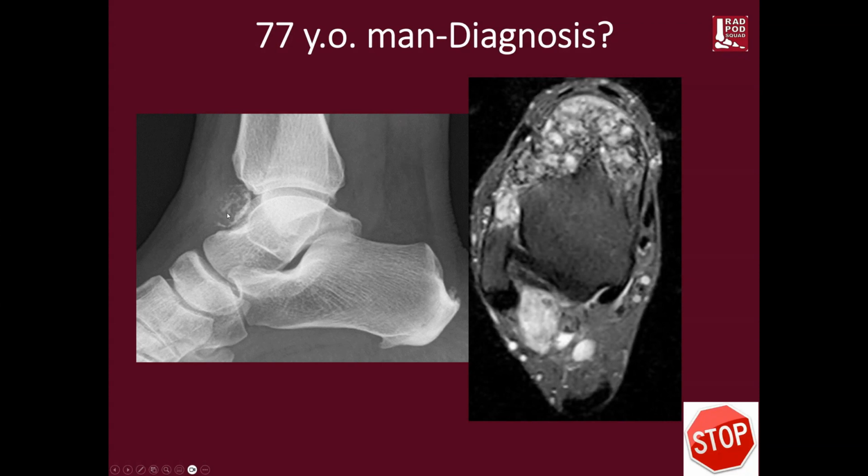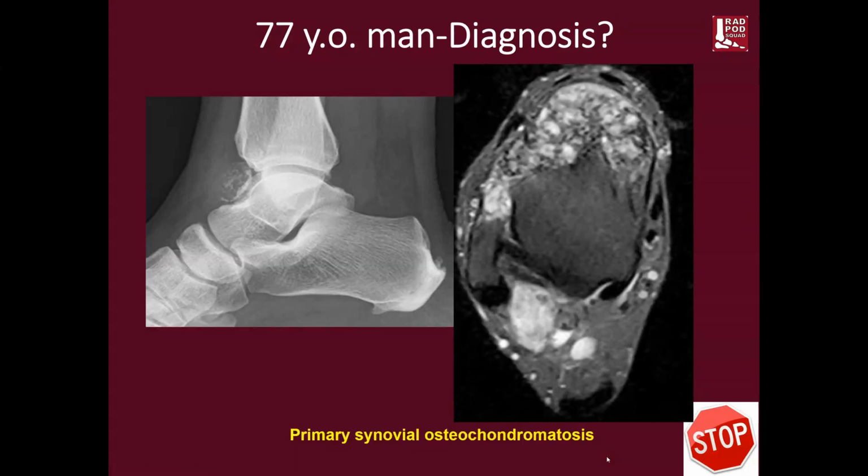And of course, the MRI truly helps us to see that there are innumerable foci of round elevated signal, all measuring roughly the same amount and even creating erosions of the bone itself. Putting those two thoughts together, the diagnosis is primary synovial osteochondromatosis.